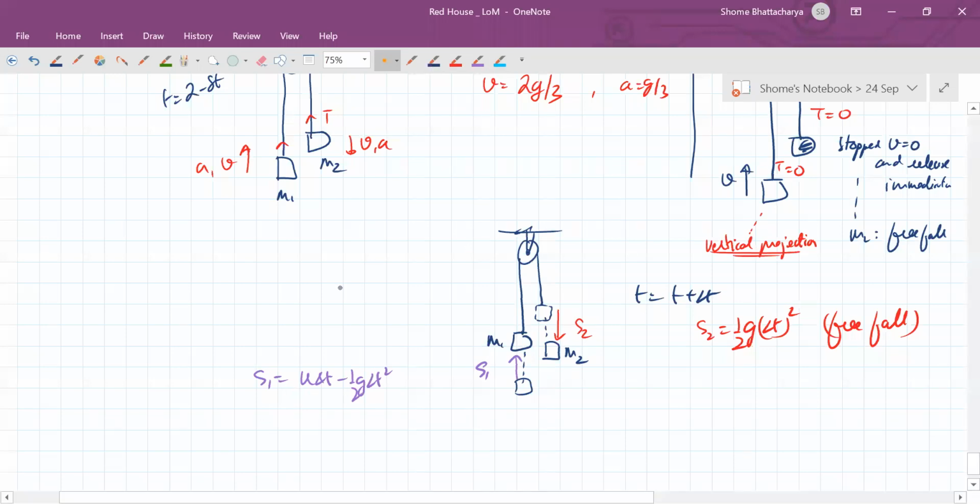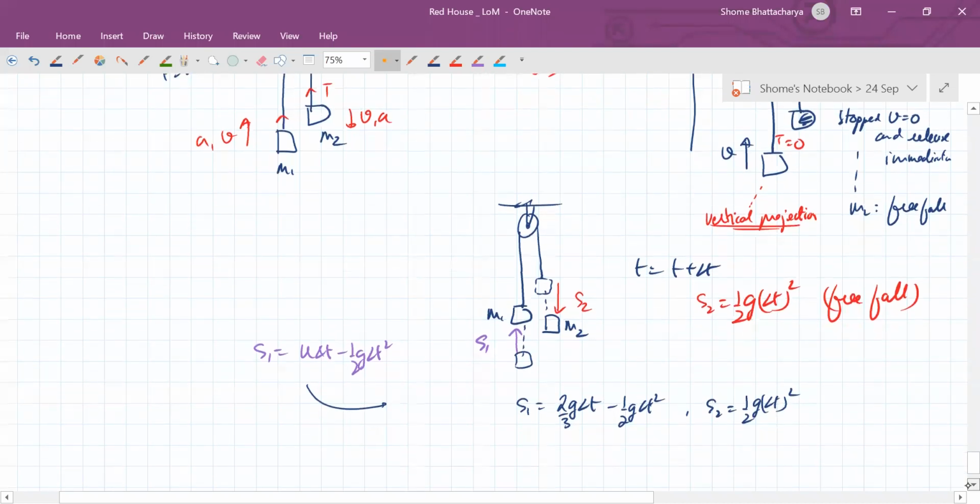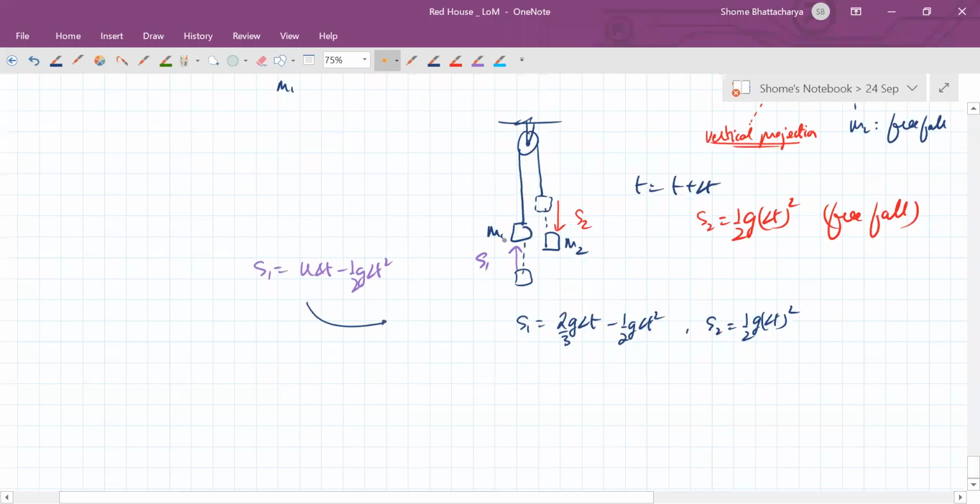Okay, so s1, when we write it as an equation, s1 will be 2 by 3 g delta t minus half g delta t square, and s2 will be half g delta t square. Okay, now the question is, when will the string tighten again? So see, upward displacement of m1 is making the string length decrease from this side, downward displacement s2 is making it increase. So the string will tighten again when this downward displacement is equal to this upward displacement.